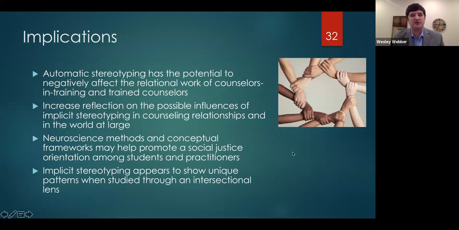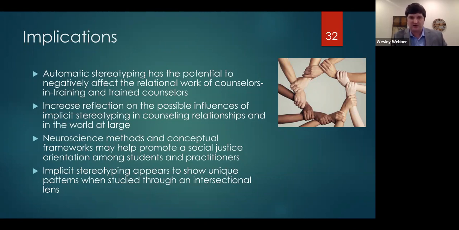Okay, so some implications of the study. Since automatic stereotyping was indicated, it should obviously make us think about the fact that if this does exist, it could influence the relational type of work that we do in counseling. We need to therefore increase reflection on the possible influences of this type of automatic processing in our work with clients, both our work in the moment, as well as even our conceptualization of clients, thinking about ways in which these associations may influence our thinking and acting towards clients.